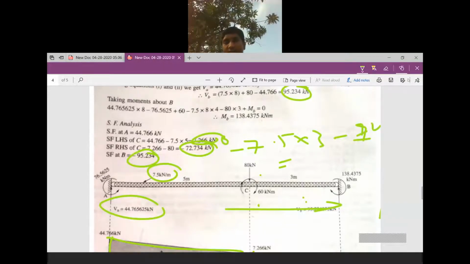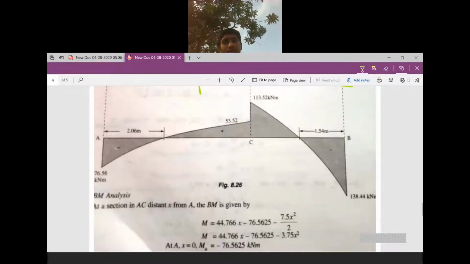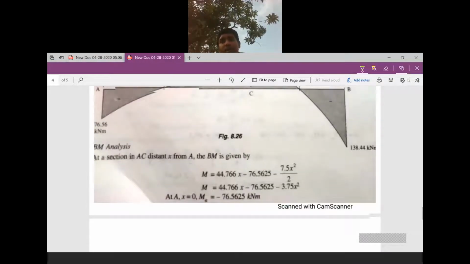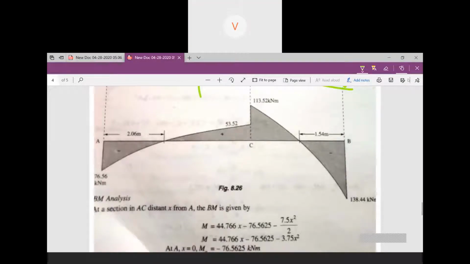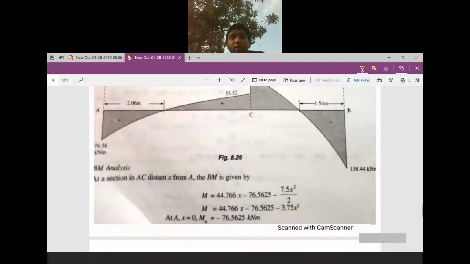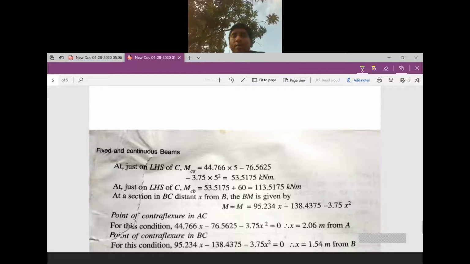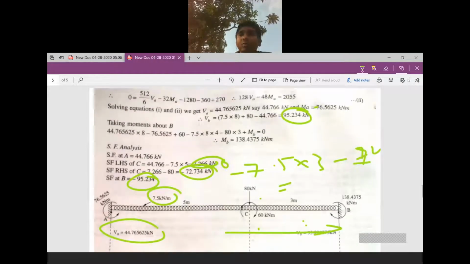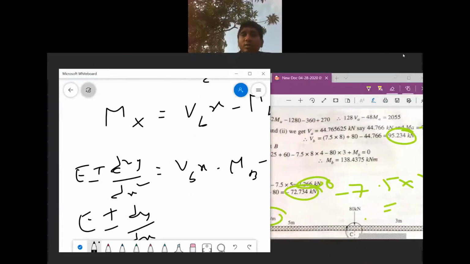Is it clear? Okay, next we will go to BMD calculations. When you go to BMD calculations, you have a moment about A, moment about B. Then you will give it moment about C. When you come to moment about C, you have an external moment.